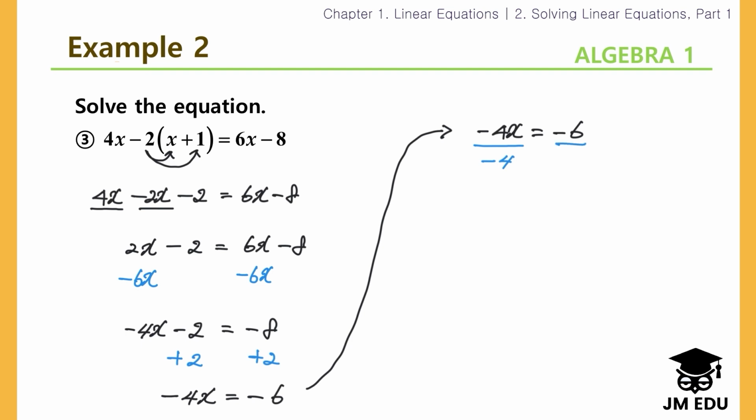Negative 4, negative 4. So 4 times 1, 4 times 1, negative divided by negative gives us positive, is equal to 2 times 2, 2 times 3, negative, negative, that becomes a positive. So x is equal to positive 3 over 2.